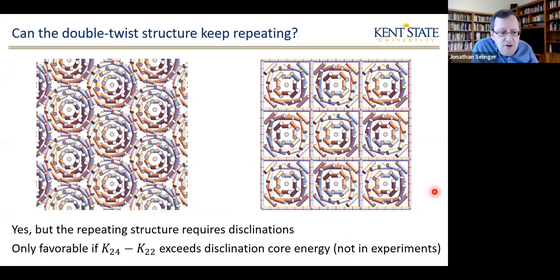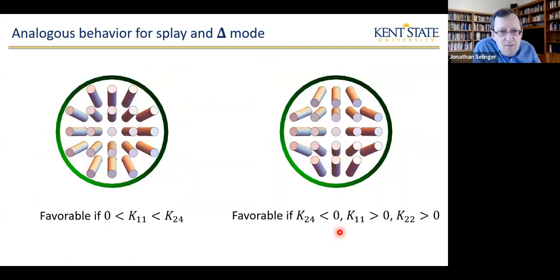In either case, the repeating structure requires disclinations in the director field, which cost free energy. So it's only favorable if K22 is a lot less than K24, so that the difference exceeds the disclination core energy. This does not seem to be the case in the experiments. The experiments show one double twist region and not more. So the experimental behavior involves twist.